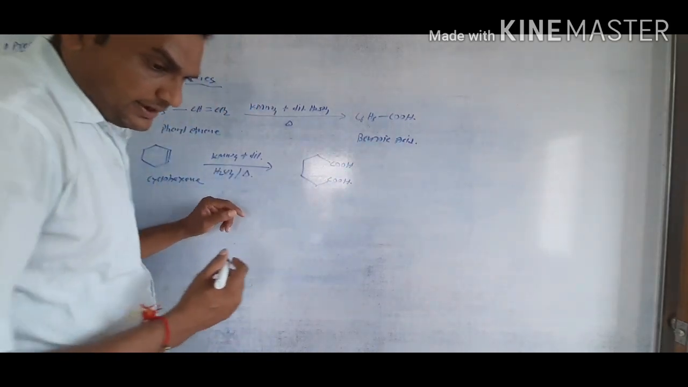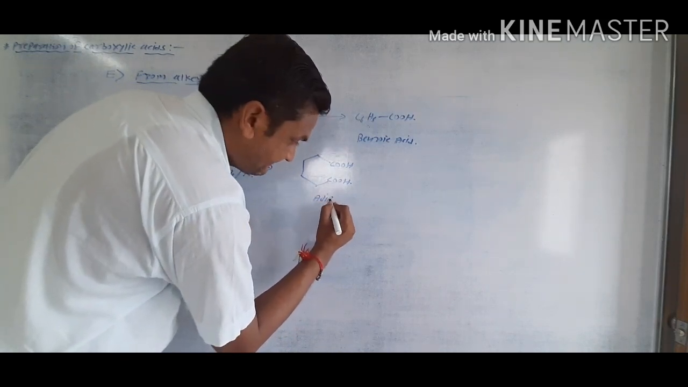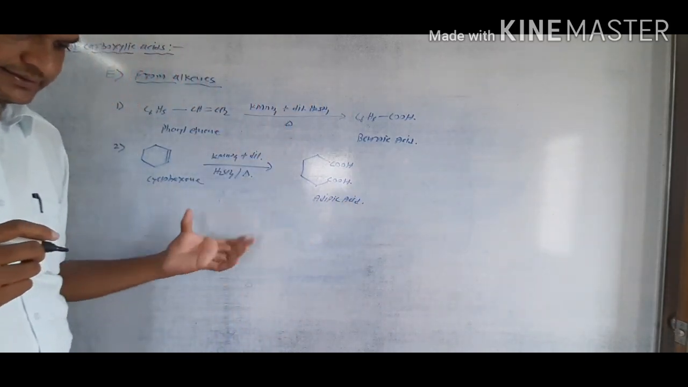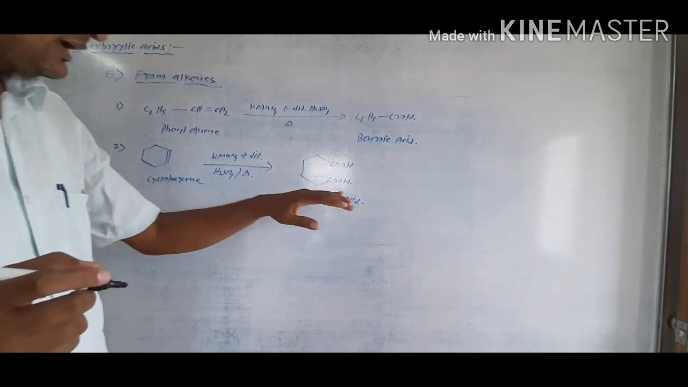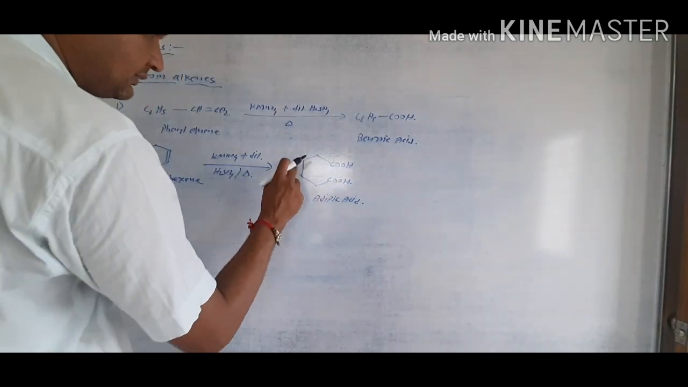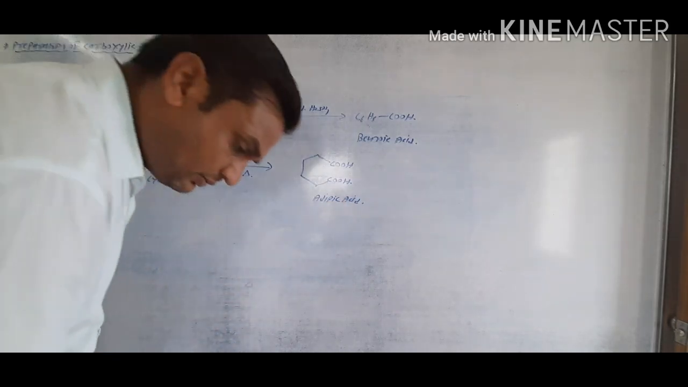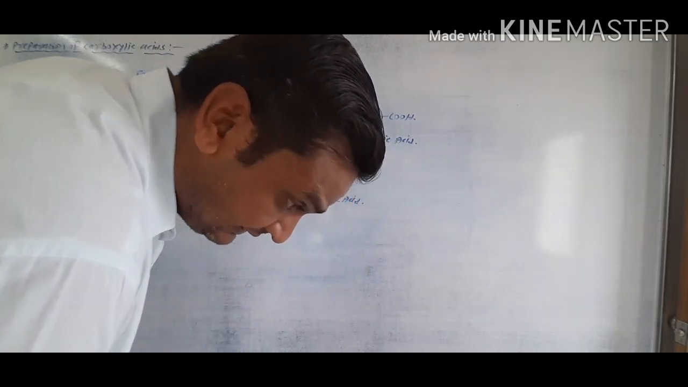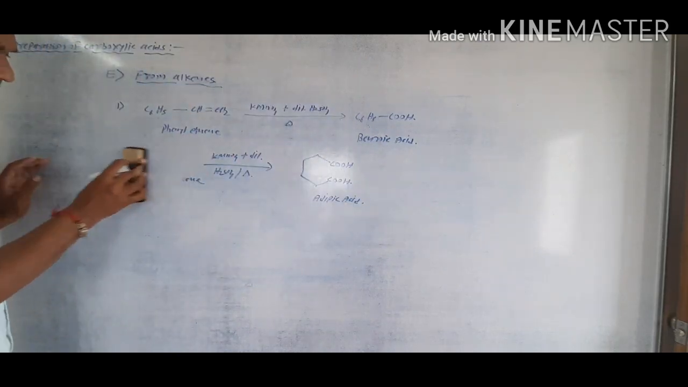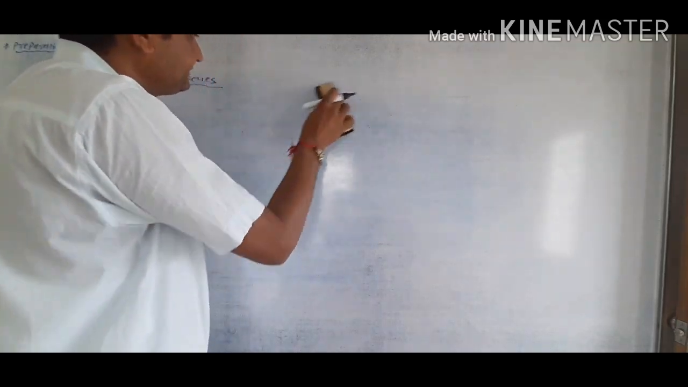This molecule is named adipic acid. This adipic acid is a carboxylic acid. It contains 6 carbons, 1, 2, 3, 4, 5, 6 carbon, and a dicarboxylic group. Then it is called adipic acid. Another method for the preparation of carboxylic acid is from Grignard reagent.